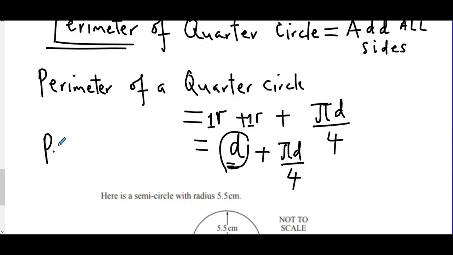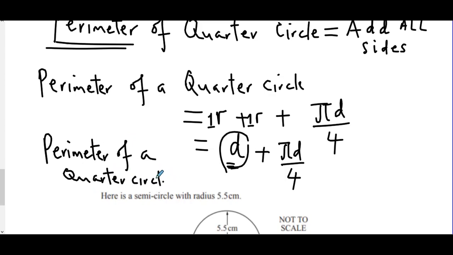So the perimeter of a quarter circle, its formula: perimeter of a quarter circle is 2r plus pi d over 4.